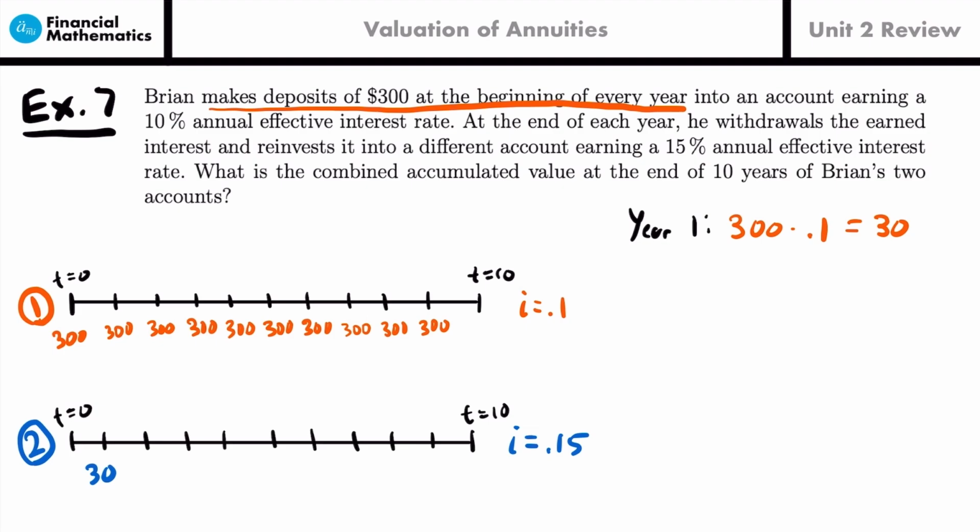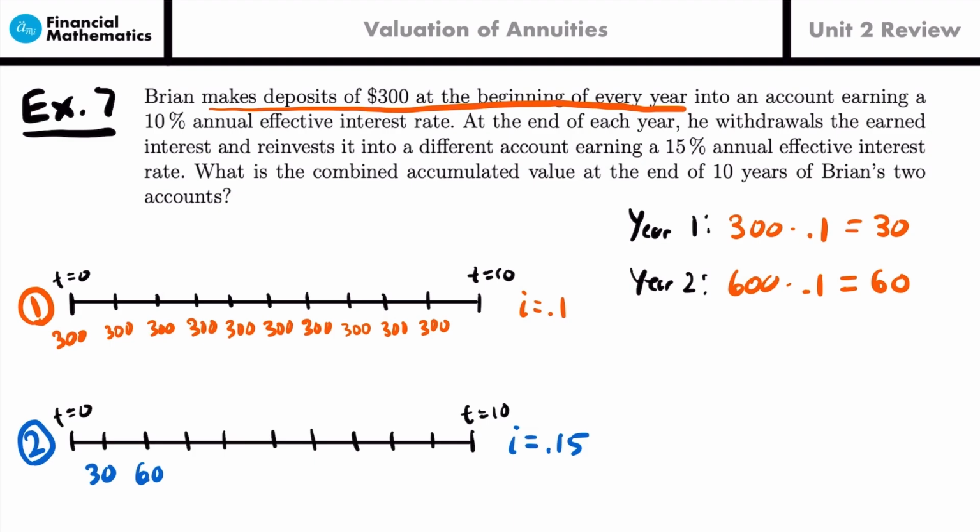So the interest generated in year 2 will be 600 times the interest rate of 0.1, which is 60. In year 2, he generates $60 worth of interest, but he withdraws that and puts it into the other account. So now there's $60 at time 2 in the other account. But because he took out the interest, he still only has $600 at the end of those 2 years. Then at the beginning of the 3rd year, he adds another $300, so now he has $900 in the account.